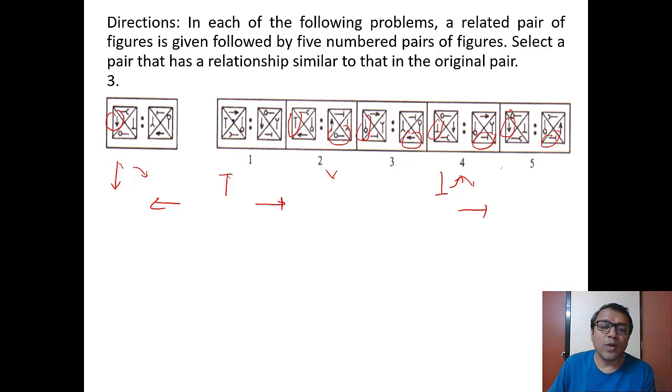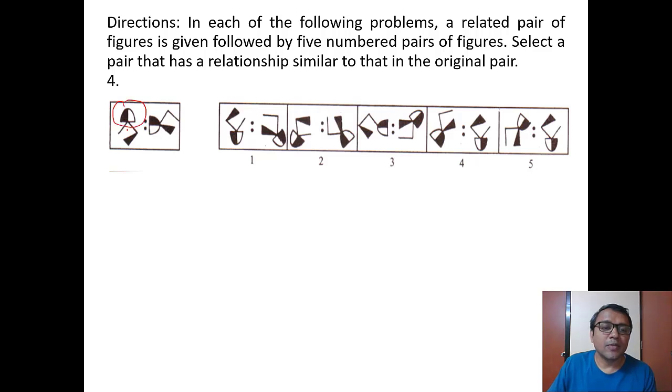So first, let's look at one more element and just confirm. The bottom element is moving like this out here on top, and here also in the main figure, the bottom element is moving like this, satisfies. So first is the answer.